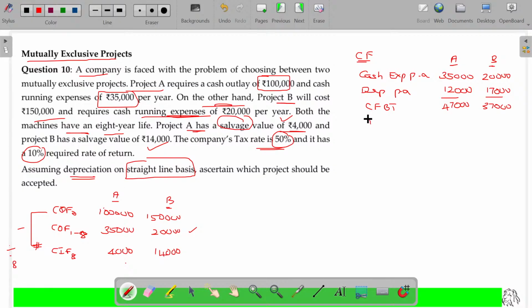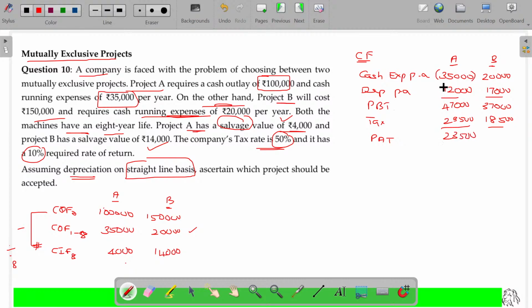Now we have to subtract the tax. Calculate the tax at 50%. Whenever there are expenses, the expenses to the extent of tax will be subtracted. Net of that will be calculated here: 23,500 here and 18,500 here. Now the cash flow after tax. This is profit before tax negative. It's not profit, it's expenses before tax. And tax is adjusted to get the profit after tax, which is 23,500, but actually it's a loss only.